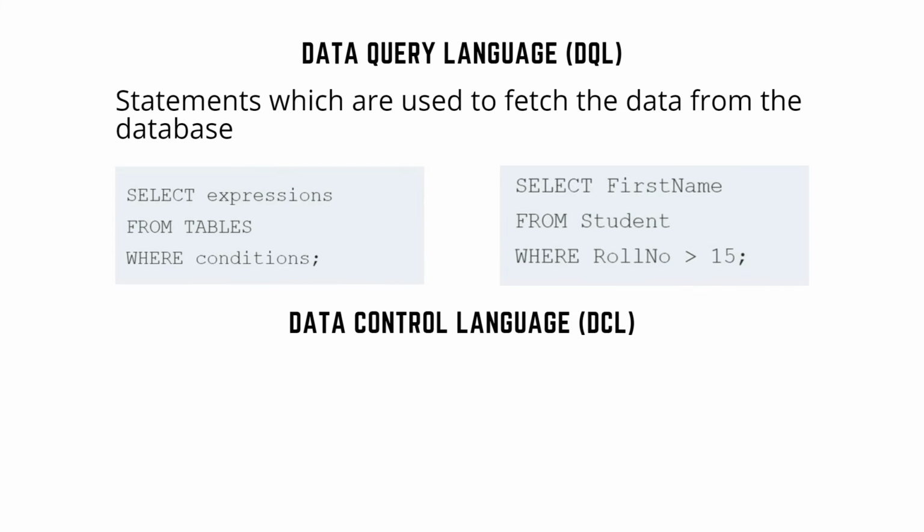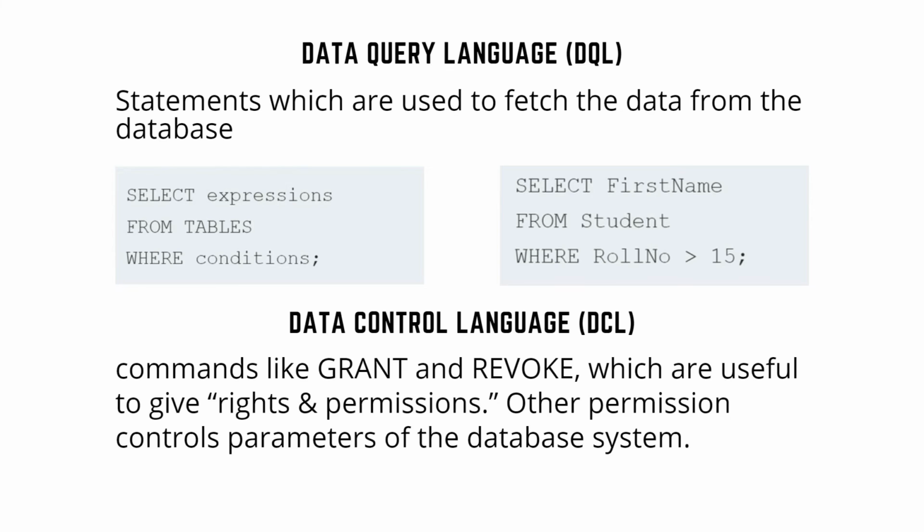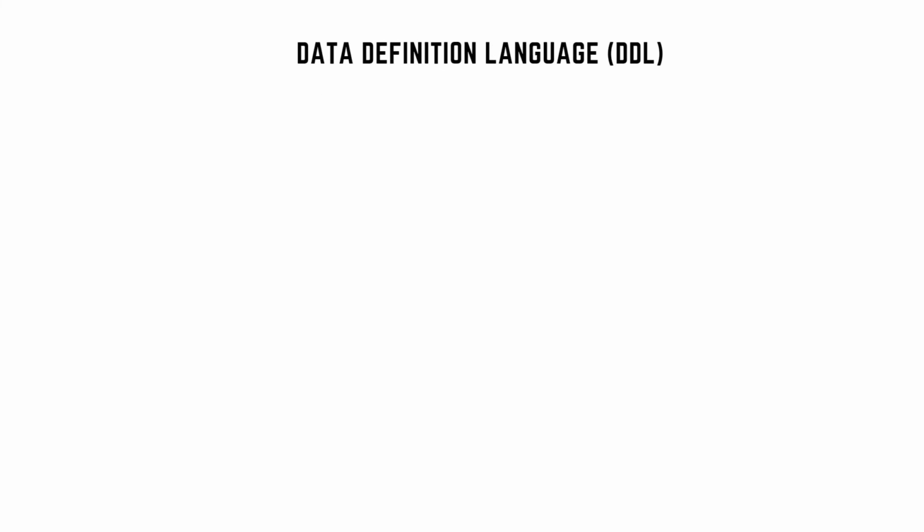Moving ahead, we have data control language. Control basically means we are either giving access or restricting access to something particular. So statements like GRANT and REVOKE are useful to give rights and permissions, and other permission control parameters of the database.